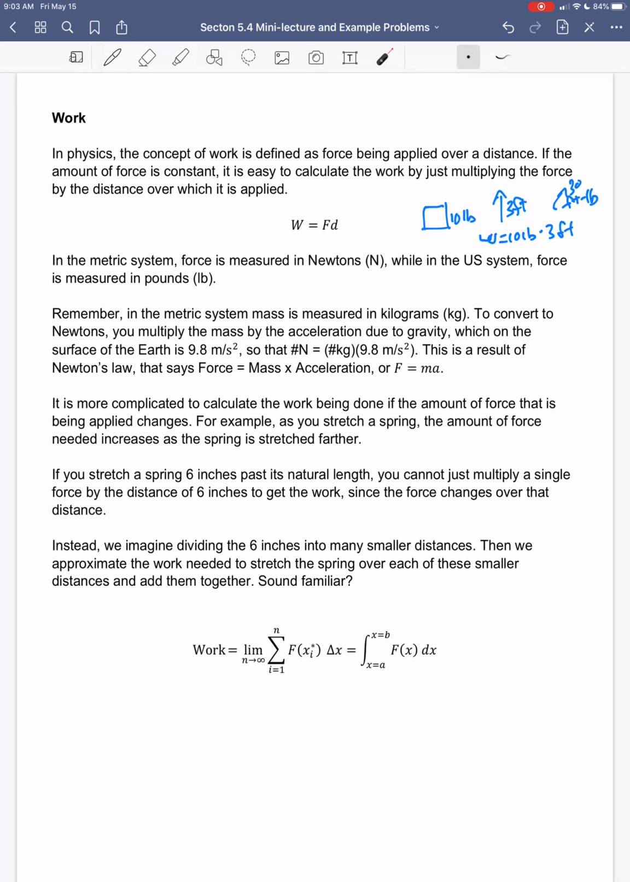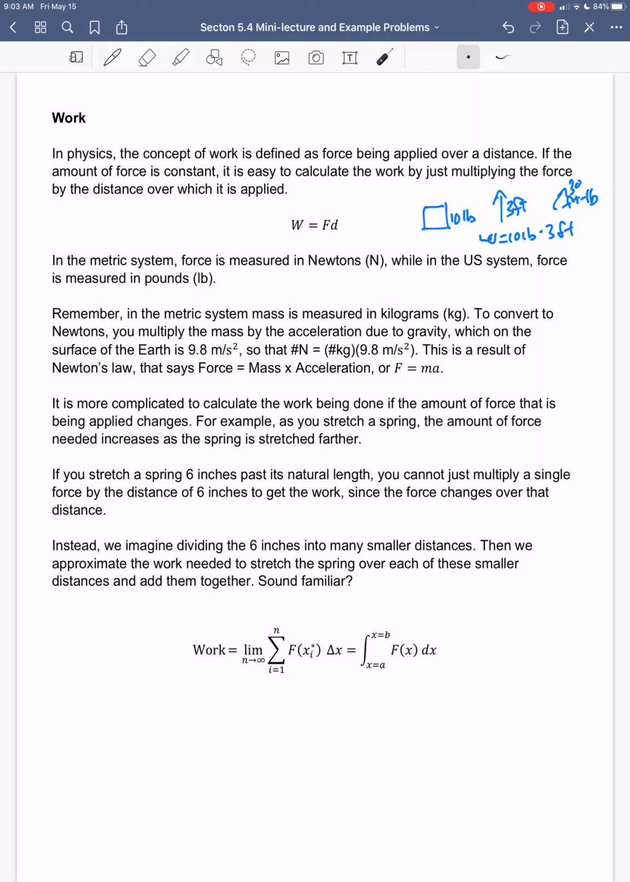Or, for example, as you stretch a spring, the amount of force needed increases as the spring is stretched farther. So if you stretch a spring 6 inches past its natural length, you cannot just multiply a single force by that distance of 6 inches to get the work, because the force changes over that distance. When you pull at the first inch, that's going to take less force than when you pull at the last inch, because you've already stretched it.